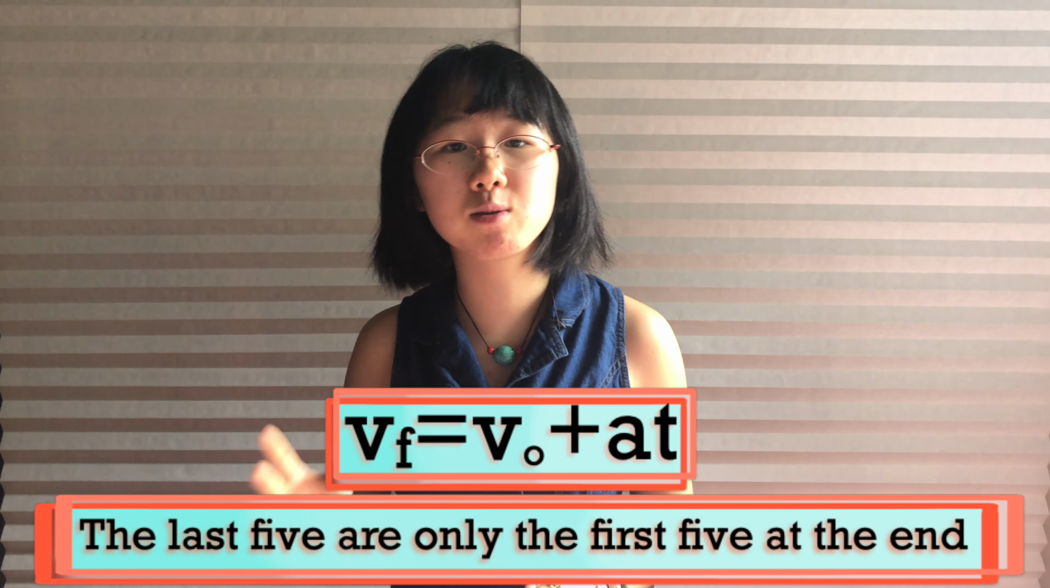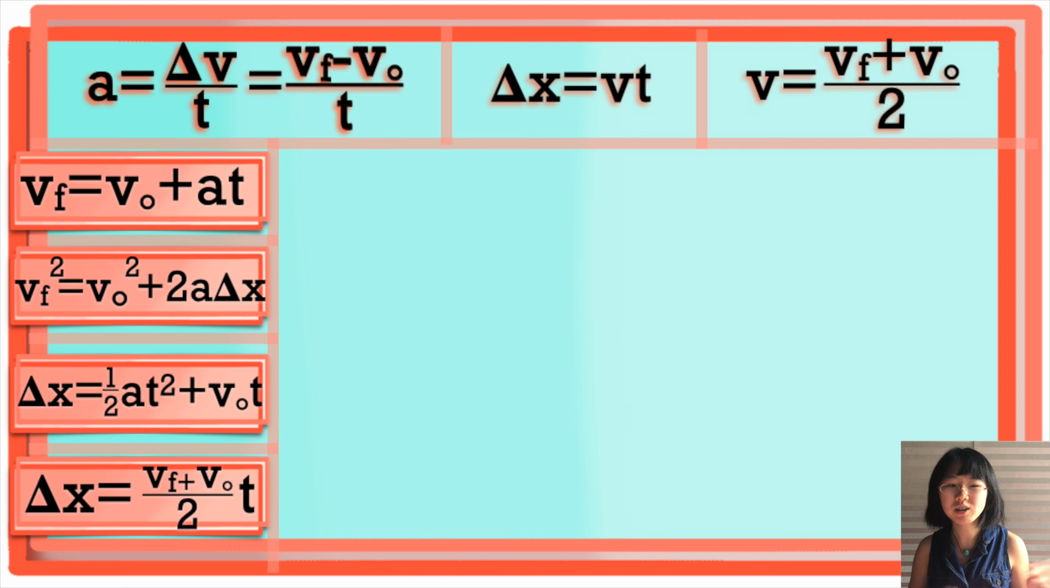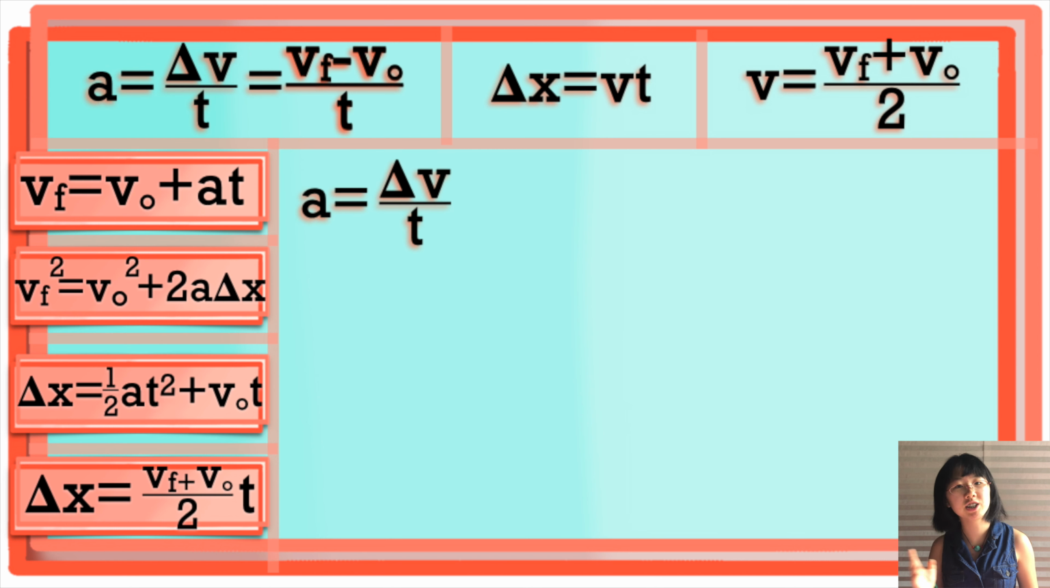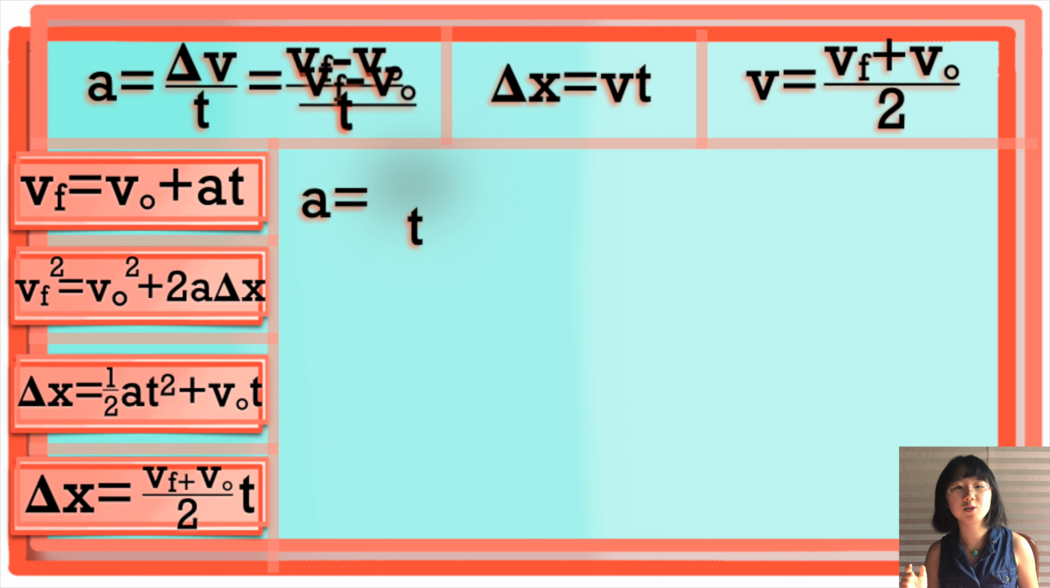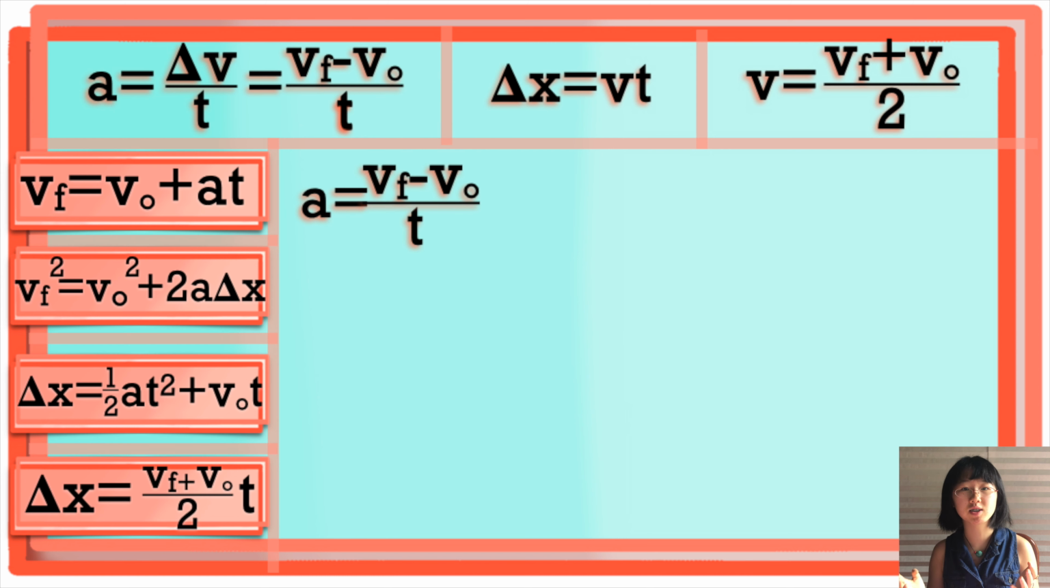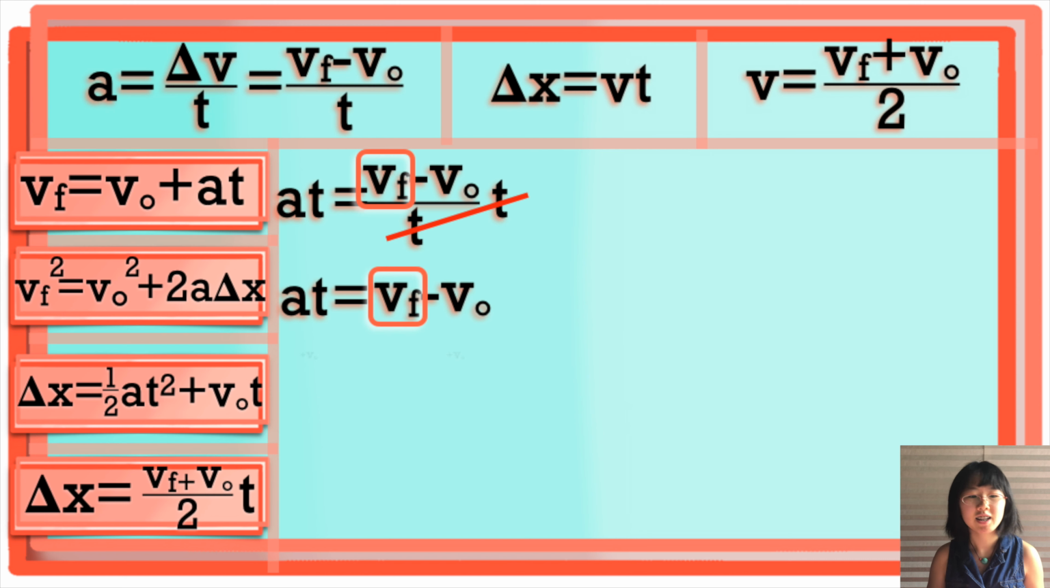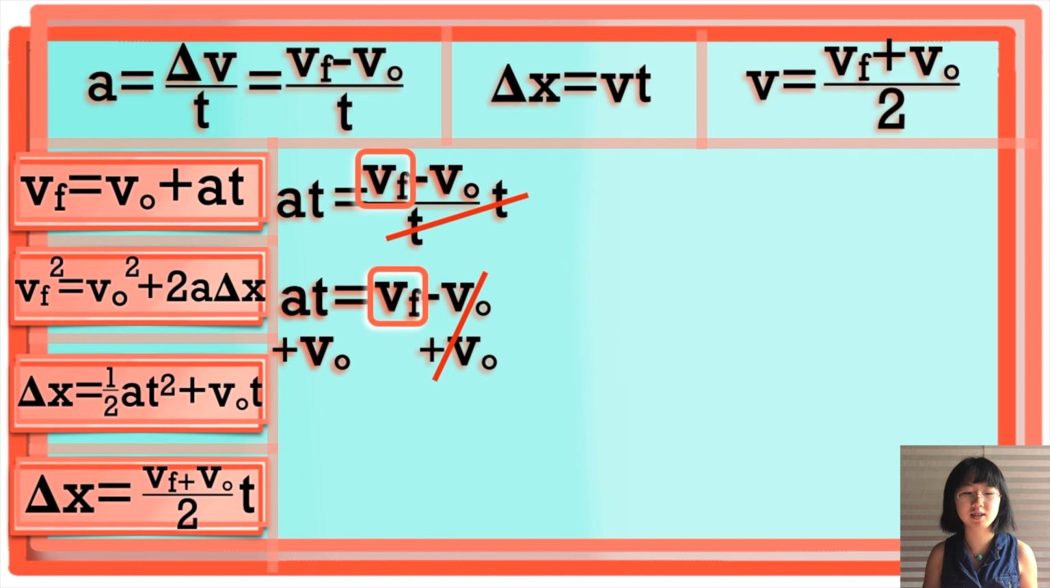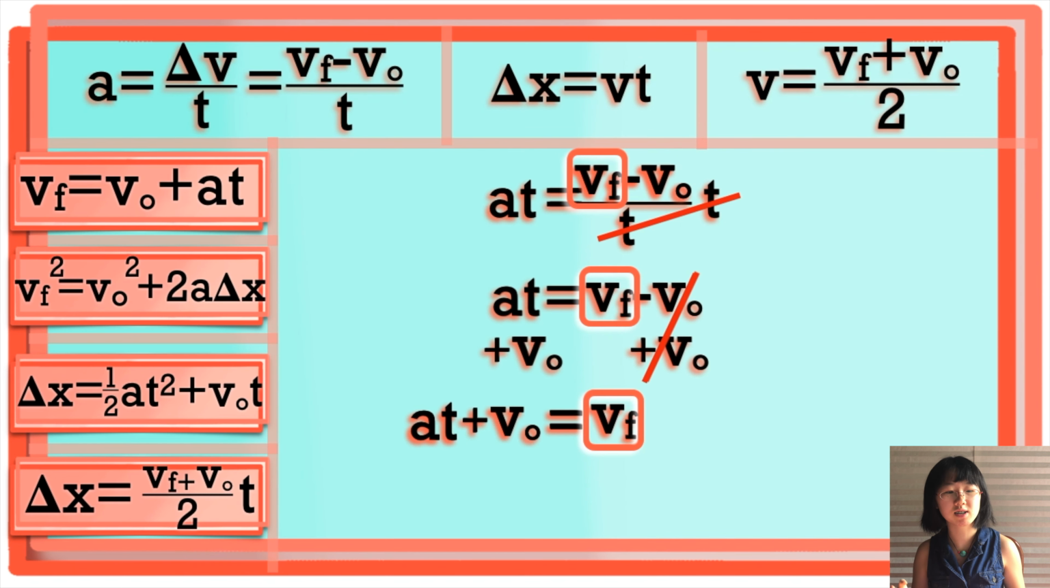That's v sub f equals v sub naught plus at. We can just start off with the literal definition of acceleration for this one. Acceleration is the change in velocity over a certain period of time, so just the difference between the final and initial velocities over time. If we solve for the final velocity and multiply both sides by t, then add initial velocity on both sides to move it over, we get the final velocity equals acceleration times time plus initial velocity.